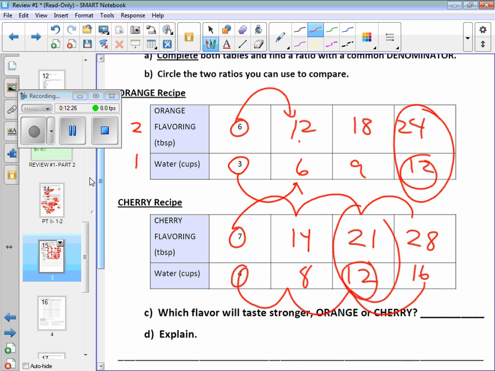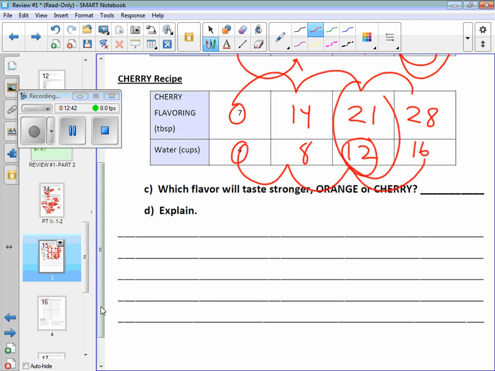Once I have the same amount of water, I can then compare which one's stronger by the amount of tablespoons of flavoring. So which one's going to taste stronger? Luke? Orange. Correct, because 24 is more sugar than 21. How many got orange as your answer? Okay, great.